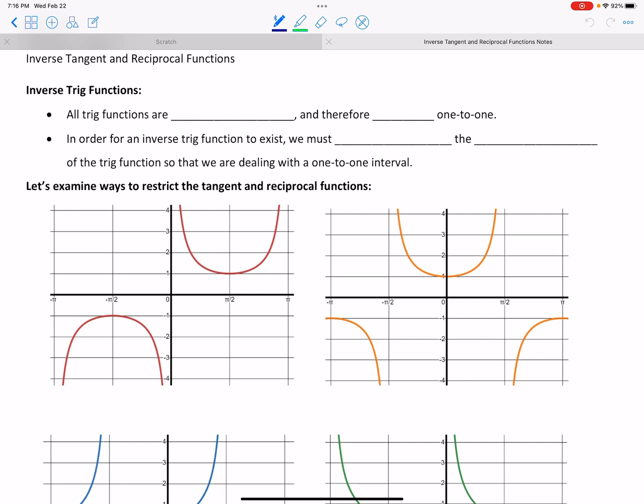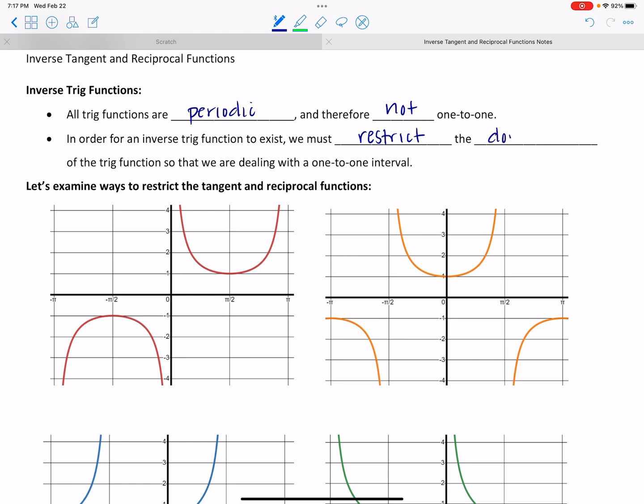Now remember that all of our trig functions are periodic functions, which means that they aren't going to be one-to-one functions. And in order for an inverse trig function to exist, in order for that to be a function, the original function we're looking at has to be one-to-one. So to make this work with our trig functions, we're going to restrict the domain.